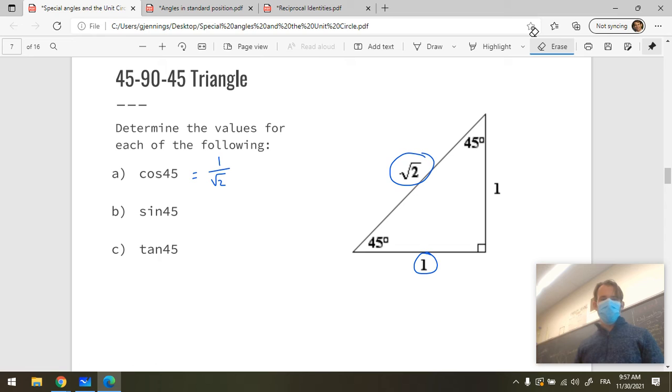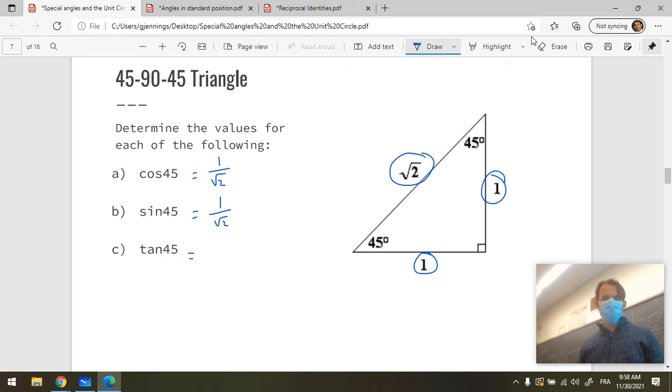Now, sine 45 and cosine 45 are the same here because the opposite and the adjacent are the same. This is an isosceles triangle when we have a 45-degree angle and another 45-degree angle and the other one 90. So these two sides are the same. This is the isosceles right triangle. It's the only one. Okay? And so sine 45 is going to be the same thing, 1 over square root of 2.